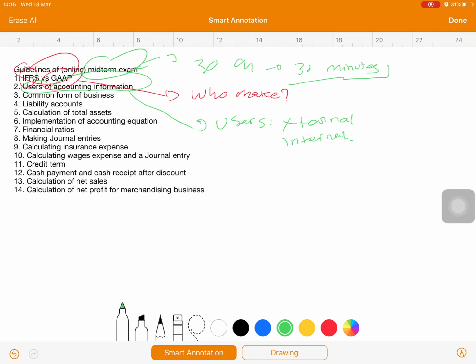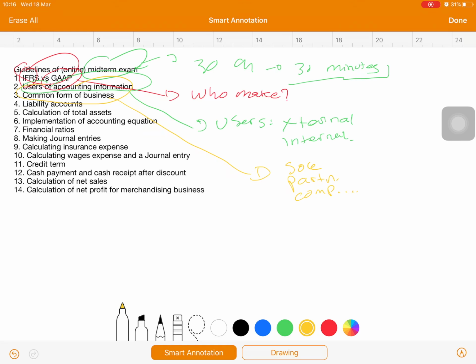Okay, and then we have common form of business. I think this is in the chapter 1. So common form of business can be sole proprietorship, and then we have partnership, and then we have companies, and so on and so on. You have to know the type of the business and the difference among them.